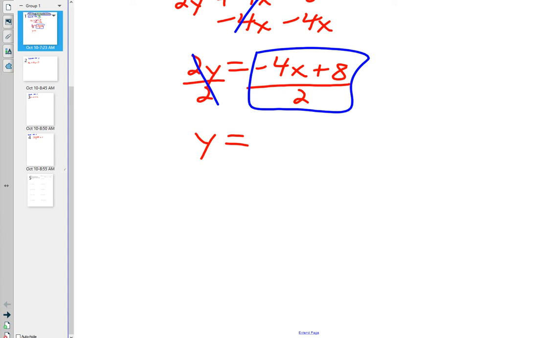Because both of the numbers on the top are divisible by 2, I've heard this called the pretzel. You would divide each one by 2. What is negative 4x divided by 2? Negative 2x. Negative 2x. What is 8 divided by 2? Positive 4. And now we're done.